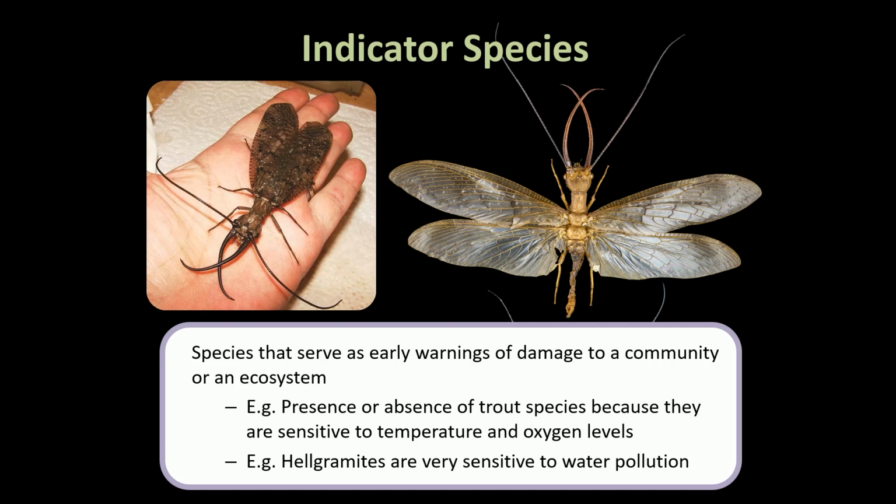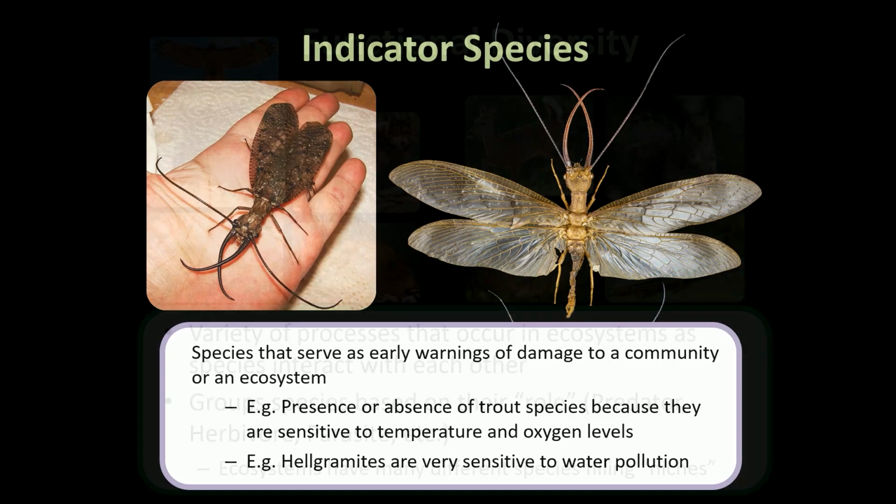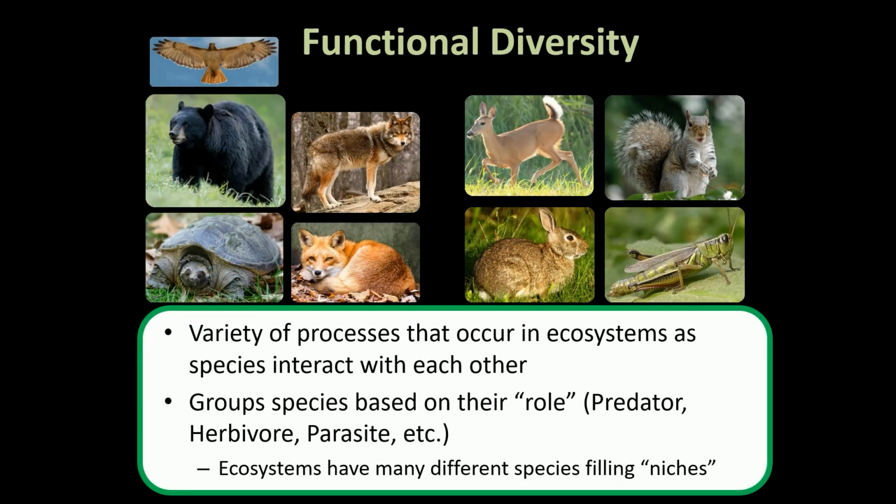I won't spend too much time on this next slide because I feel like I already talked about it a bit, but functional diversity talks about the jobs in an ecosystem, the niche in an ecosystem, and you want to have a lot of different organisms that can fill any given niche. So on the left, we have carnivores that all might occur all in the same ecosystem.